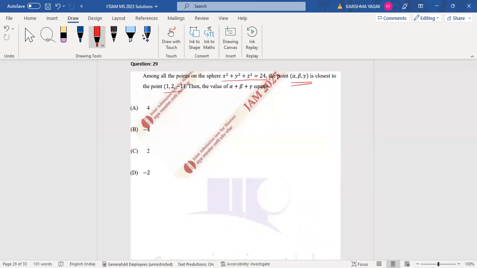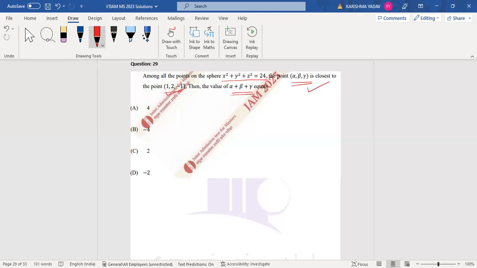There is a point, I don't know where, whether it is inside the sphere, on the edge of the sphere, or outside of the sphere. I don't know anything about where this point 1, 2, minus 1 is lying. But I know that this point is closest to some point alpha beta gamma. Then I have to find the value of alpha plus beta plus gamma. So basically, we have to find the point alpha beta gamma which is closest to the point 1, 2, minus 1.